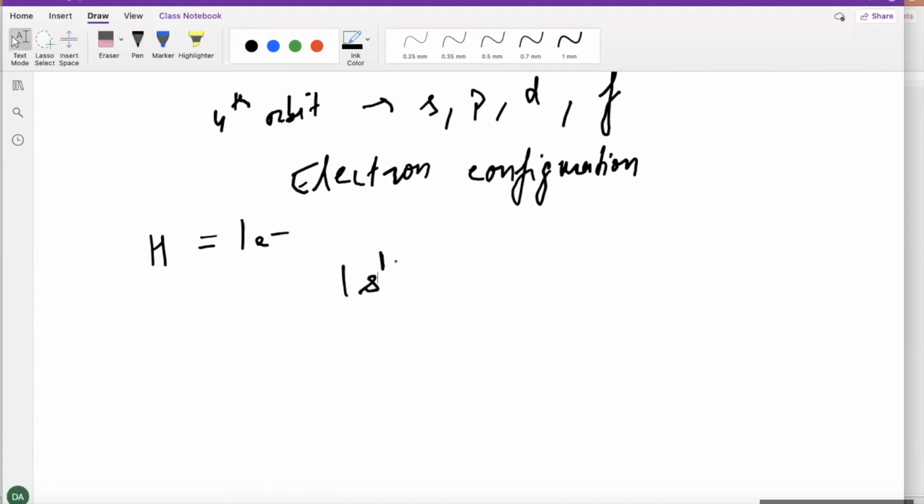So when you're writing electron configuration, guys, again, this number in the front is the floor number, or which is the orbit number. Then this S is telling you the orbital, or the subshell, or the room.